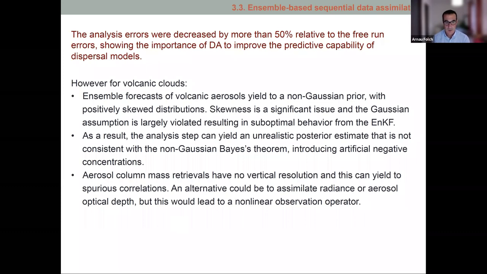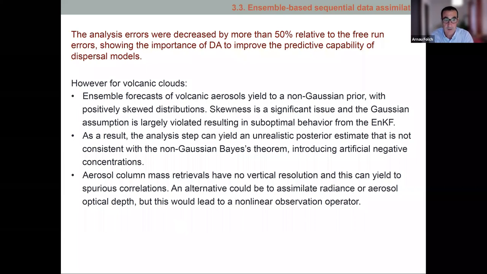There is another issue that maybe it's worth commenting on: we assimilate concentration, but actually it would probably be better to assimilate other variables, such as radiance or aerosol optical depth. But if we do this, it's not clear what the advantage is, in the sense that this would lead to introducing nonlinear observation operators. In the case of assimilating concentration, the linearity is guaranteed. But if we assimilate other variables, this is not the case. And even if in theory it is potentially better, it may lead to some problems. But this is very much work in progress, I would say. This is the state of the art of what we have.